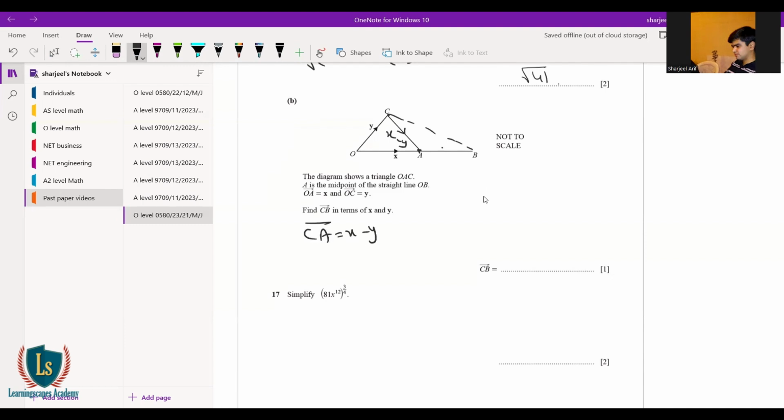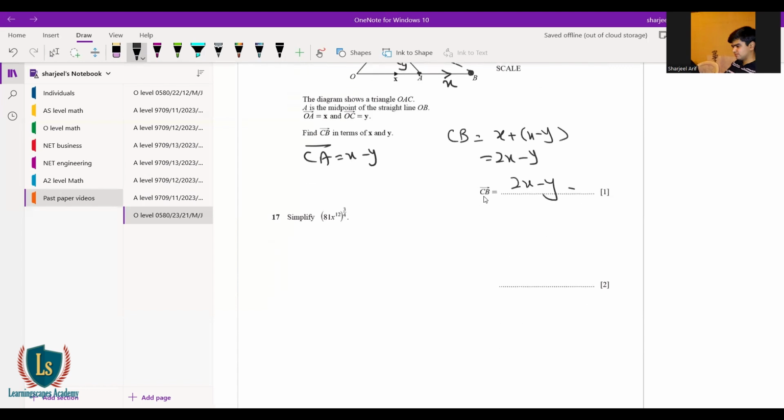A is the midpoint, so AB is equal to x, and we have to find CB. Now we can find the value of CB because head of AB intersects with head of CB, so x would be positive. Similarly, tail of CA meets with the tail of CB, so it will be positive as well. So our answer for CB will be equal to x plus x minus y. That would be 2x minus y.